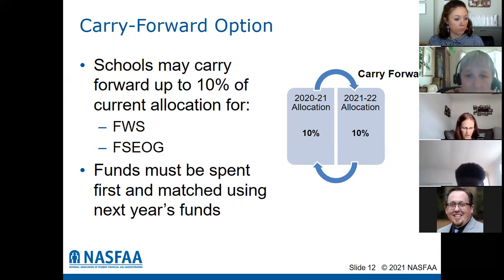A school may carry forward up to 10% of its total federal work study and SEOG current award year allocation to be spent in the next award year. Funds carried forward must be spent before spending the current award year funds, and a school must match federal work study funds carried forward in the award year the funds are spent. So there is a carry forward option.